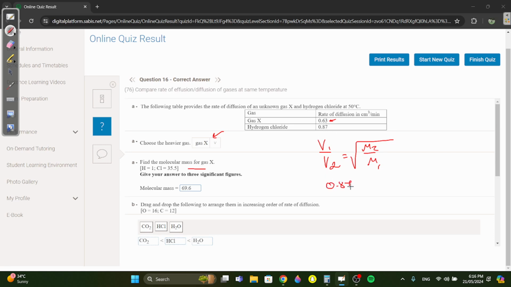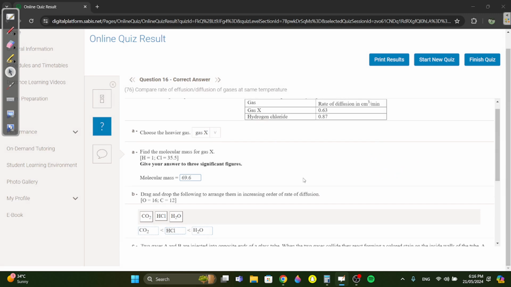So 0.87 over 0.63 equals radical M2. M2 is the one for 0.63, which is gas X, over M1, which is hydrogen chloride. And hydrogen chloride is HCl, which is 36.5 if you add this. So 36.5. Then you have to square both sides, then cross multiply. I'm not going to do it, I don't have a calculator beside me, but you will get 69.6. This question has been repeated many times.